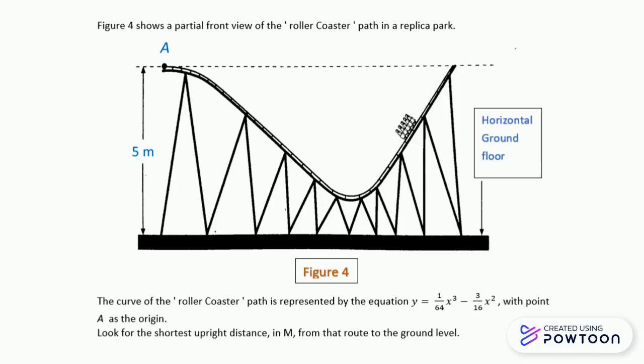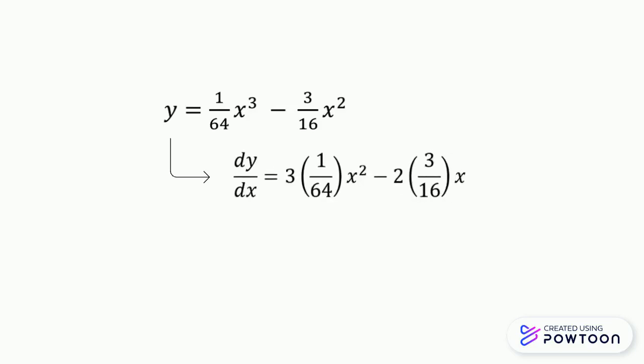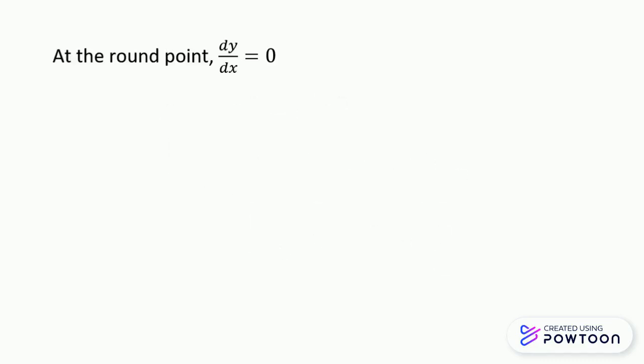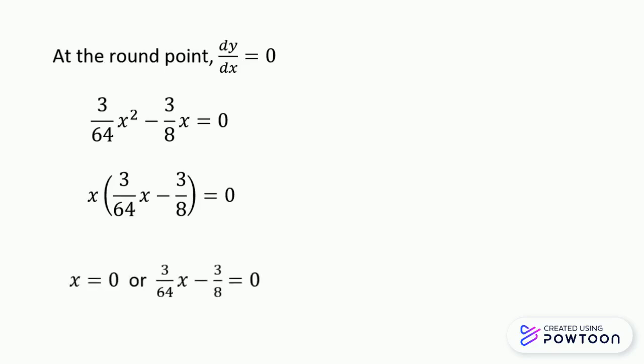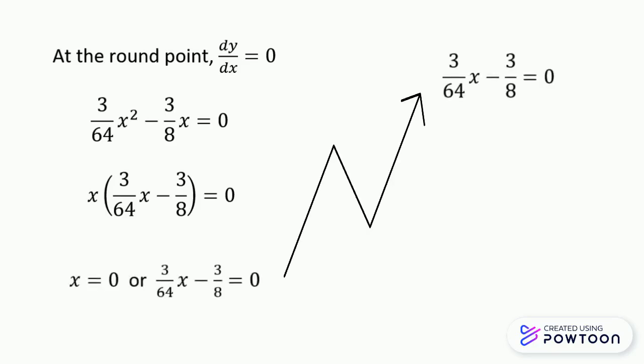So how do we solve this? First, we take the equation given and differentiate it, and then it becomes like this because we simplify it. As the curved area of the roller coaster is a turning point, we make the derivative equal to 0, and then we take out the x. So we have x equals 0 and the other equation, which we can just solve, and the answer is 8. So we have x equals 0 and x equals 8.